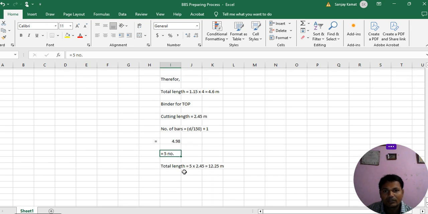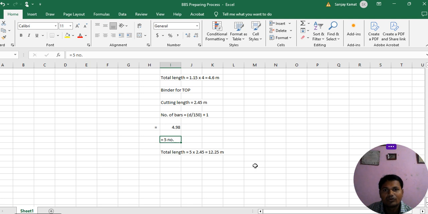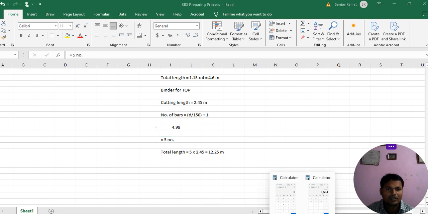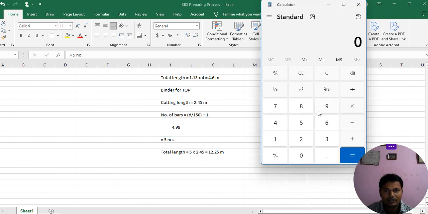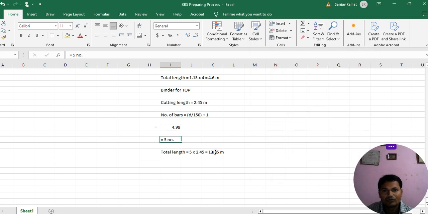To calculate the total length, you have to multiply the cutting length into the number of bars. Cutting length is 2.45 and number of bars is 5. Multiply this, how much will it come? It will come 12.25. So this will be 12.25.